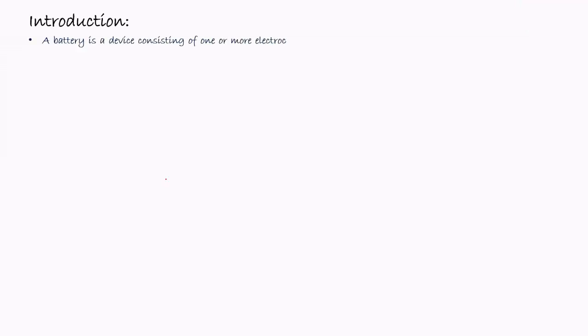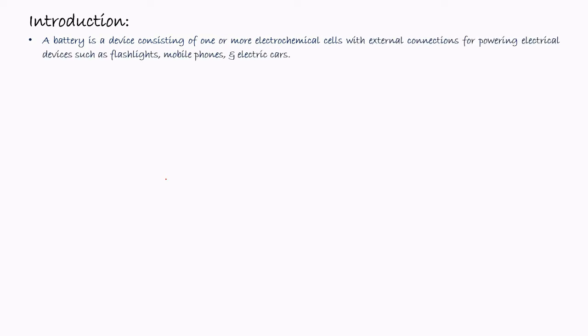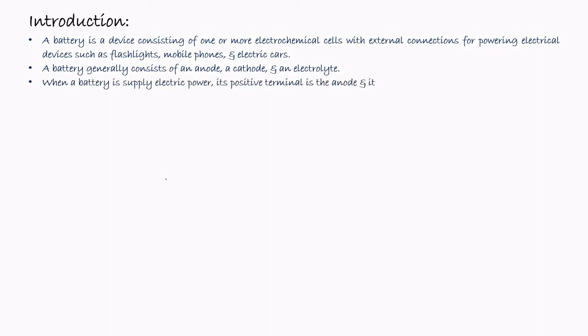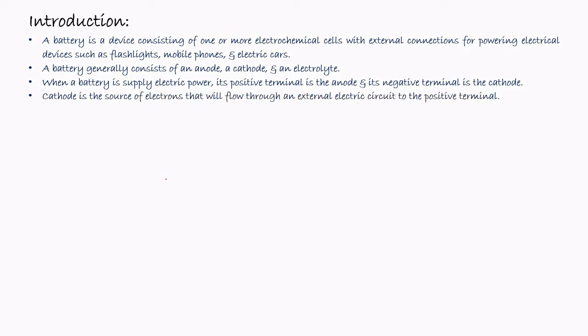A battery is a device consisting of one or more electrochemical cells with external connections for powering electrical devices such as flashlights, mobile phones, and electric cars. It generally consists of an anode, a cathode, and an electrolyte. When a battery supplies electrical power, its positive terminal is the anode and its negative terminal is called the cathode. The cathode is the source of electrons that will flow through an external electrical circuit to the positive terminal.